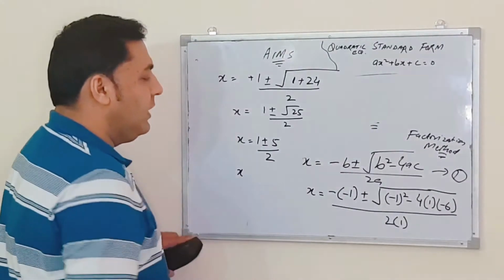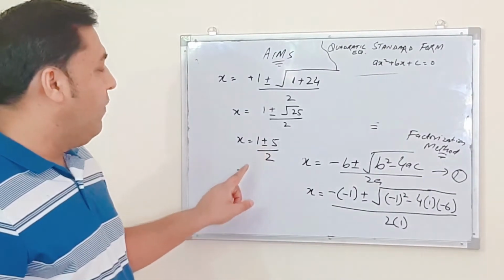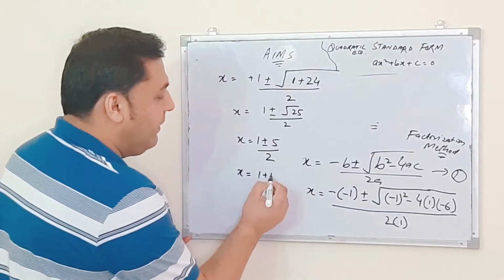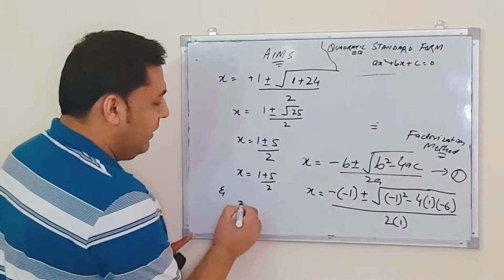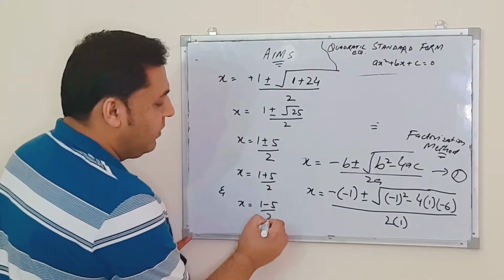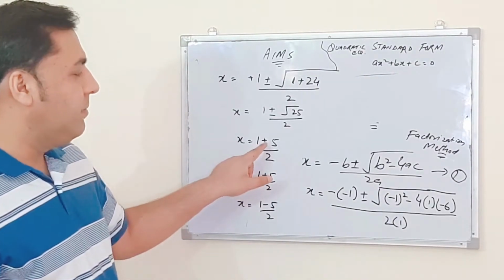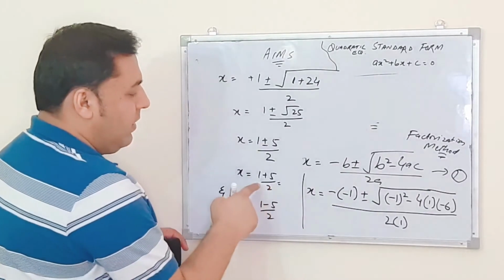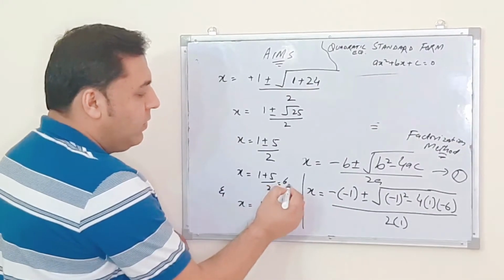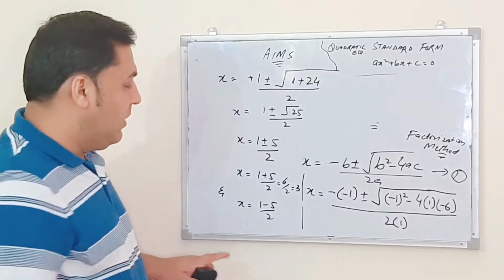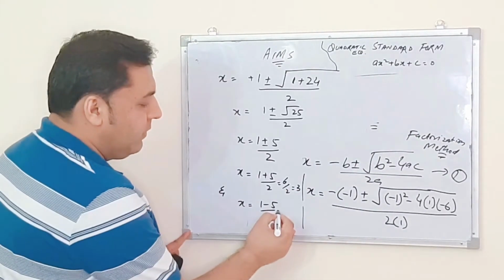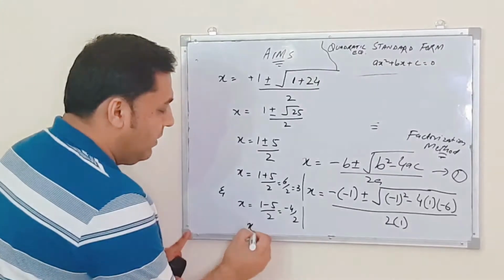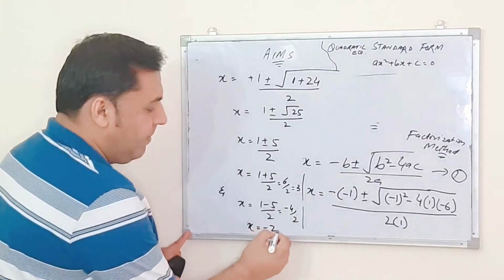Now what does this plus minus mean? One time we will take plus and one time we will take minus. So x will be 1 plus 5 divided by 2 and x will be 1 minus 5 divided by 2. 5 plus 1 is 6, 6 by 2 equal to 3. 1 minus 5 is -4, -4 by 2, and when we simplify it, x will become -2.